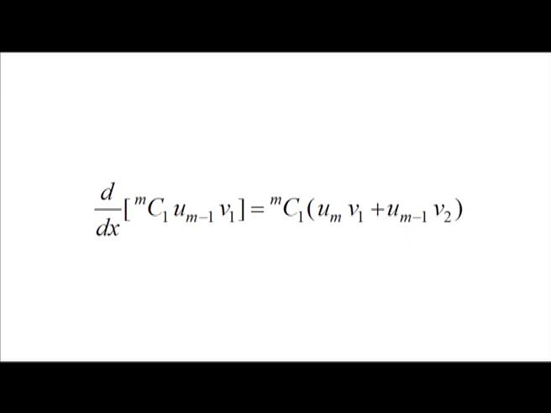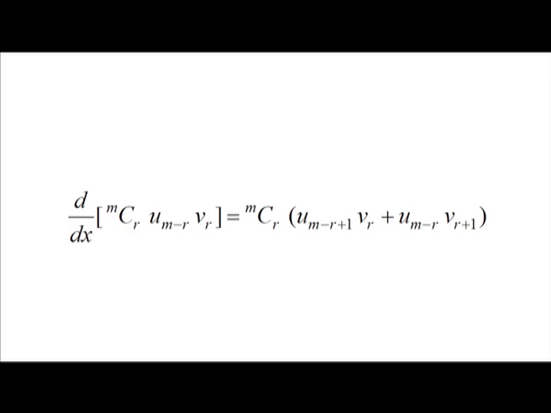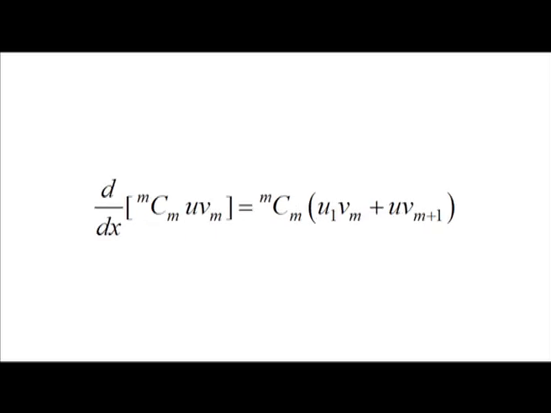d/dx of mC1 u_{m-1} v1 = mC1 u_{m-1} v1 + ... v2. d/dx of mC2 u_{m-2} v2 = mC2 u_{m-1} v2 + u_{m-2} v3, etc. d/dx of mCr u_{m-r} vr = mCr u_{m-r+1} vr + u_{m-r} v_{r+1}, etc. d/dx of mCm u vm = mCm u1 vm + u vm+1.